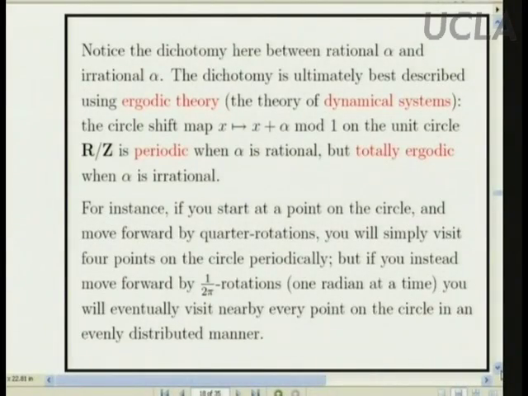If instead you rotate by an irrational angle, for example, if you rotate not by a quarter rotation, but say 1/2 pi of a rotation, so that's 1 radian, that's about this much. You rotate like this, rotate 1 radian, 2 radians, 3 radians, 4 radians. Because 1/2 pi is irrational, you never go back to where you start. And in fact, what happens is that you fill out the entire circle. Well, that's not quite true. You fill out what's called a dense subset of the circle. You get arbitrarily close to any point in the circle.